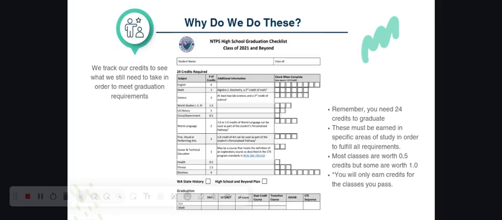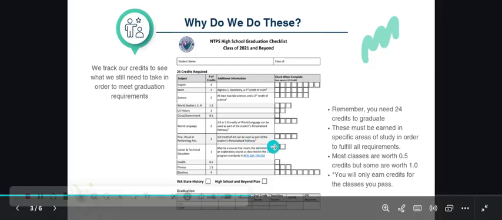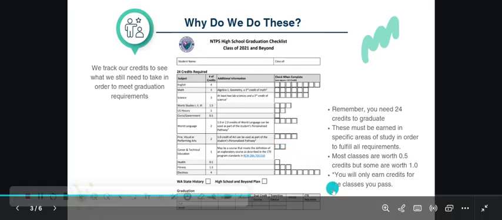Okay, why is this important? Well, we track our credits to see what we still need to take in order to meet our graduation requirements. Remember, you need 24 credits in order to graduate, and these must be earned in specific areas of study in order to fulfill all requirements. So again, most classes are worth 0.5 or half a credit, which means we would mark 1 box, but some are worth 1.0 credits, and we would get to mark 2 boxes. Also, we keep track of those additional graduation requirements that I mentioned earlier down here.